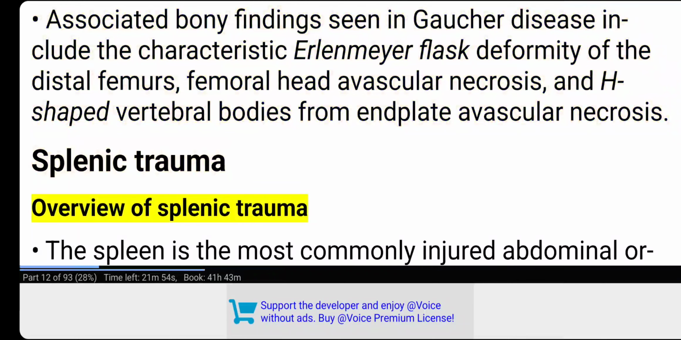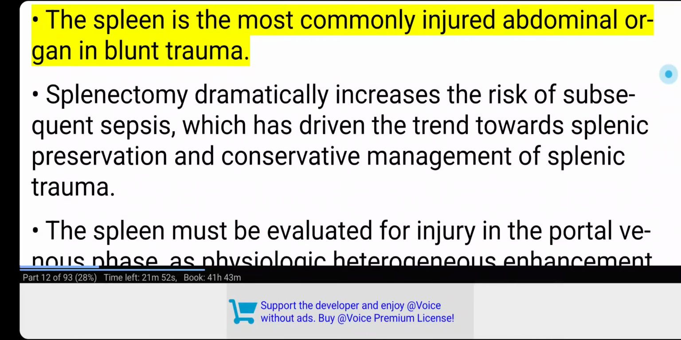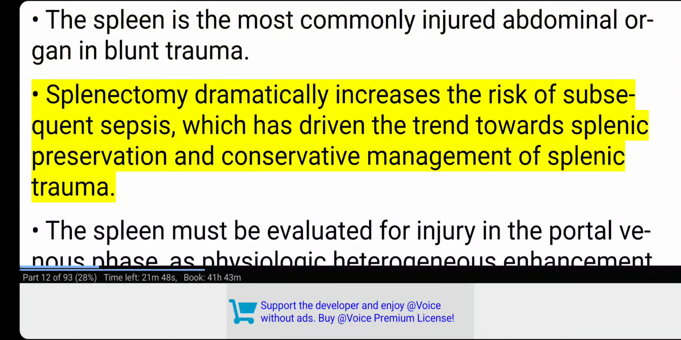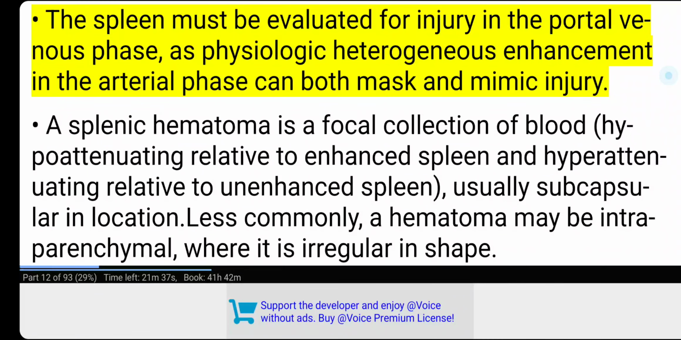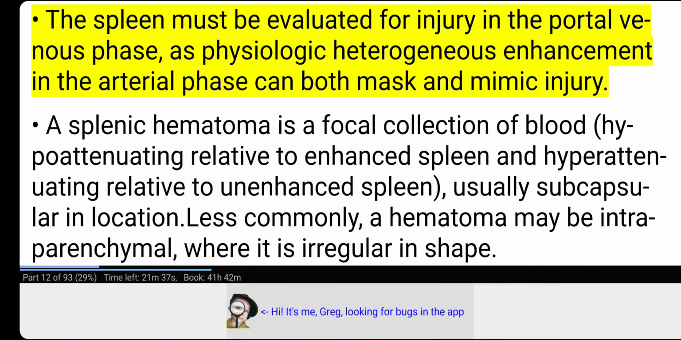Splenic trauma. Overview of splenic trauma. The spleen is the most commonly injured abdominal organ in blunt trauma. Splenectomy dramatically increases the risk of subsequent sepsis, which has driven the trend towards splenic preservation and conservative management of splenic trauma. The spleen must be evaluated for injury in the portal venous phase, as physiologic heterogeneous enhancement in the arterial phase can both mask and mimic injury.